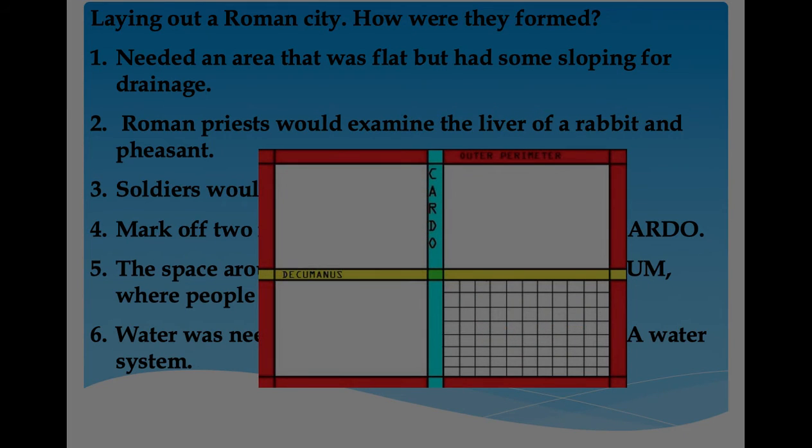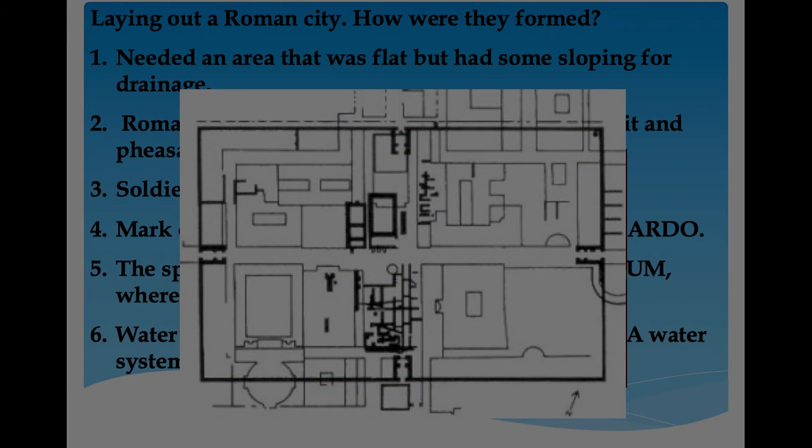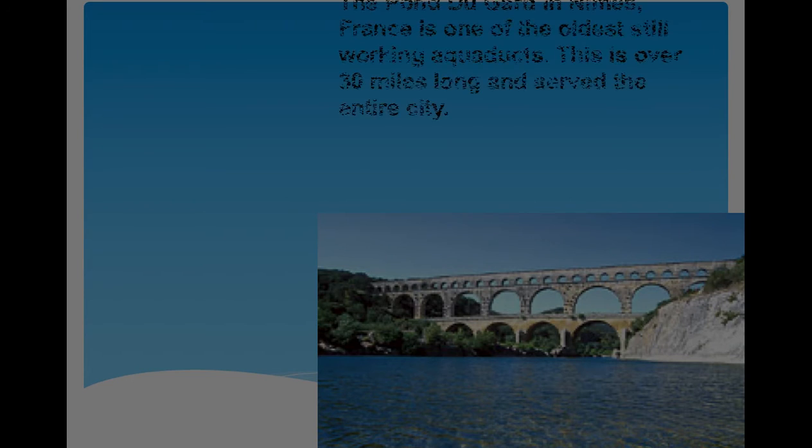Okay, then we have, this is what it would look like, our cross streets, city layout, and then a little bit about aqueducts.